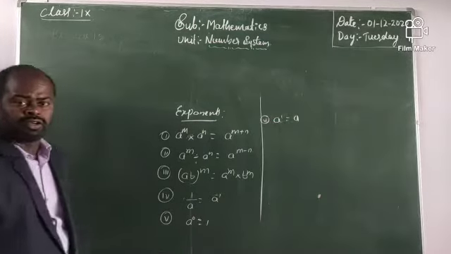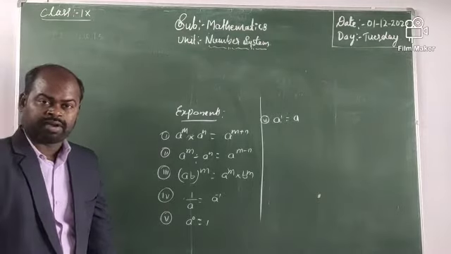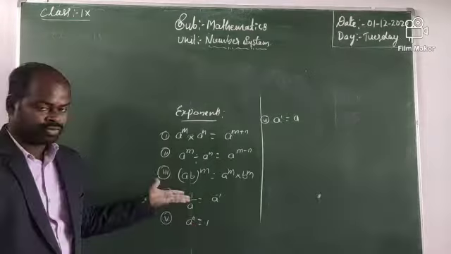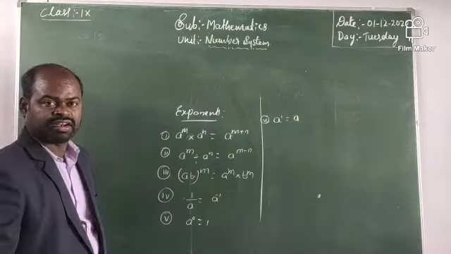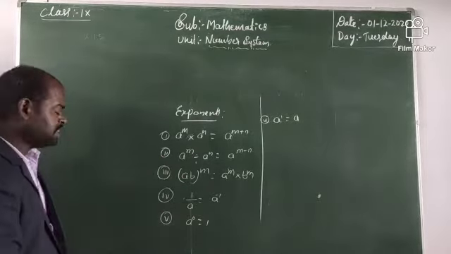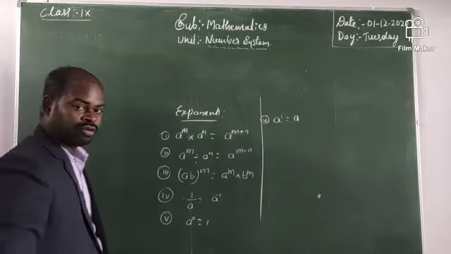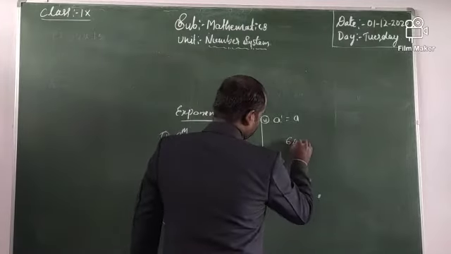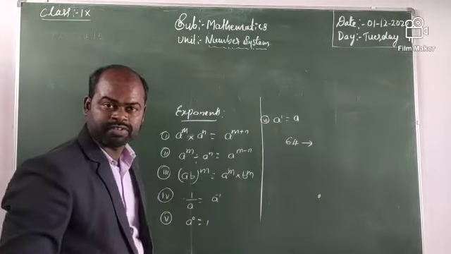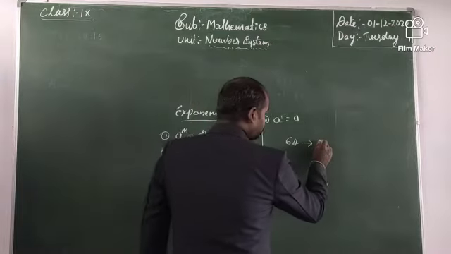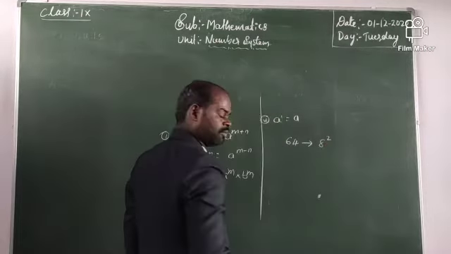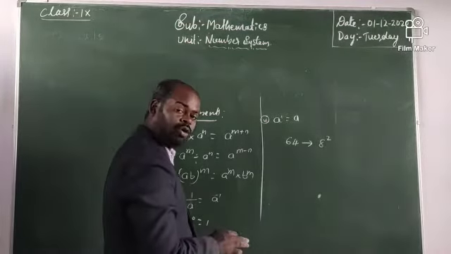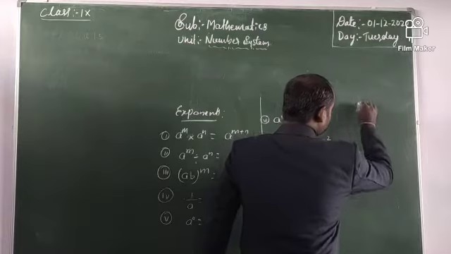Okay, these rules are familiar to you, because you all learned them in the 7th standard and 8th standard. Based on this, today we are going to solve some more problems. Before that, here 64 is there. How can you write 64 in the form of a square? Okay, 8 times 8 is 64, 8 square. But see, here we want the base as 2. How can you write it?